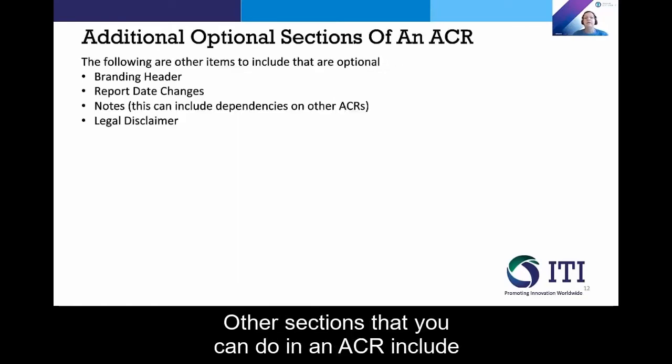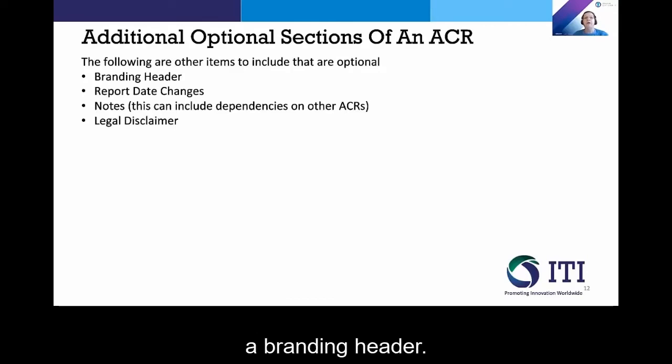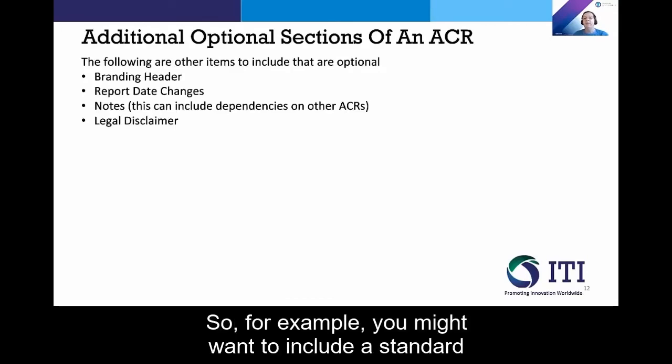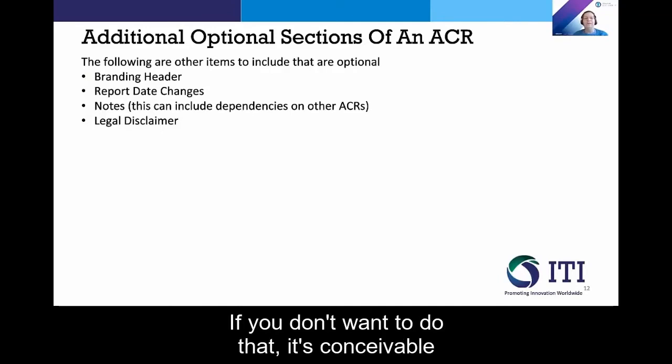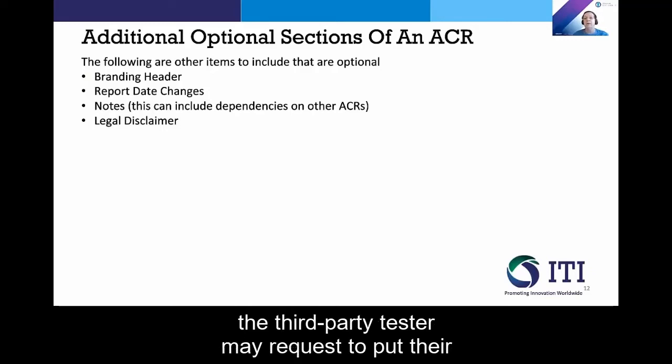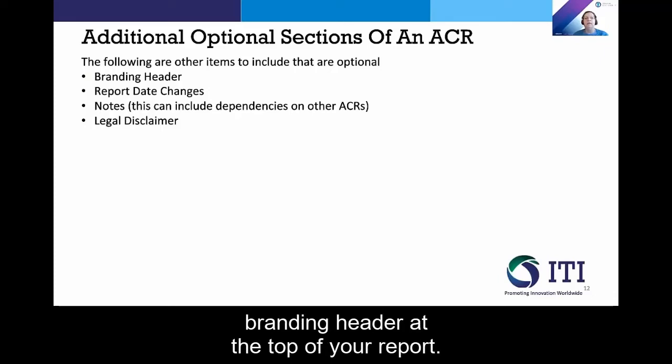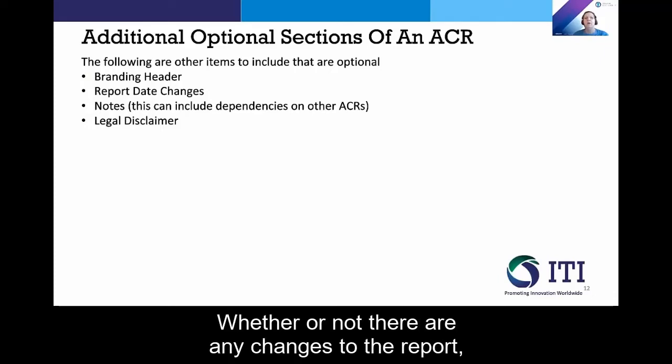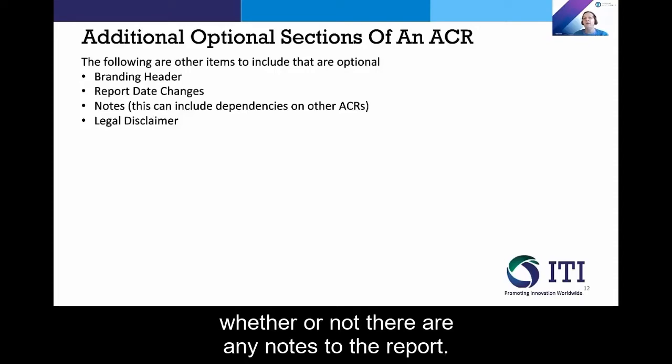Other sections that you can do in an ACR include a branding header. So for example, you might want to include a standard header for your corporation. If you don't want to do that, it's conceivable that if you used a third-party tester, the third-party tester may request to put their branding header at the top of your report. Also, whether or not there are any changes to the report, whether or not there are any notes to the report.